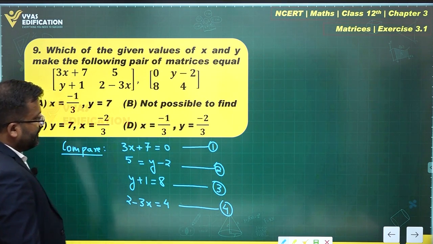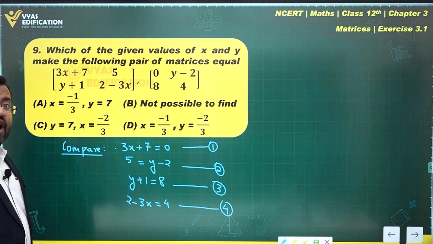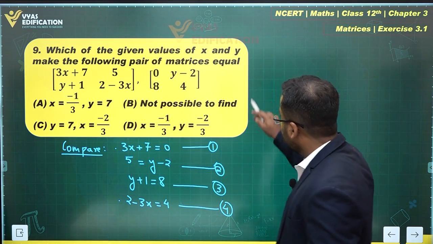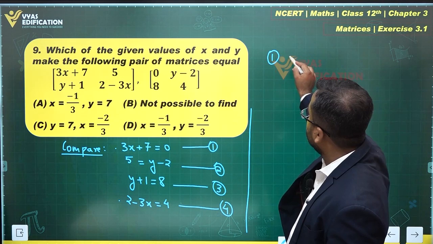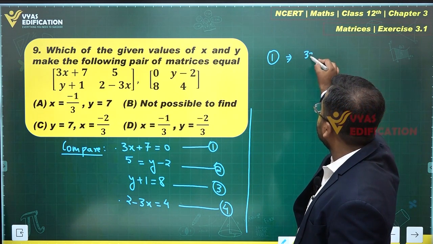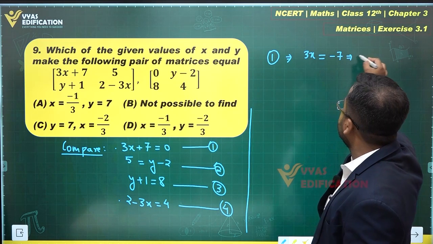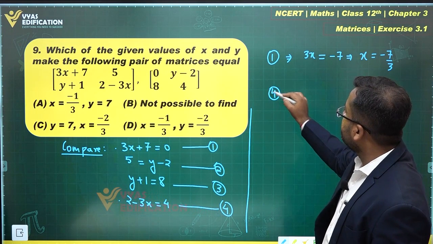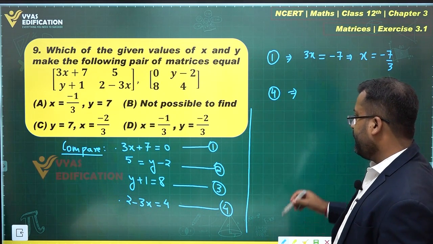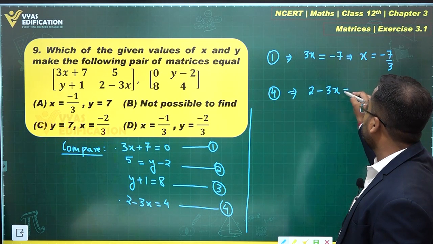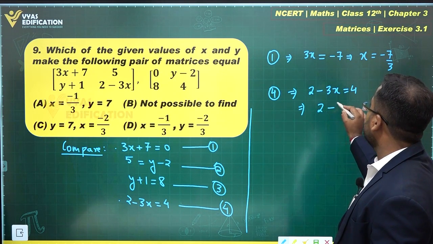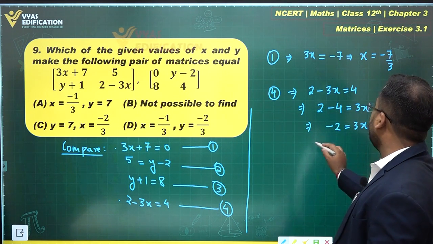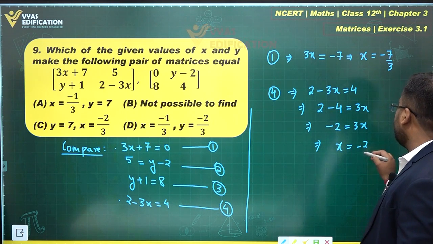From the first equation you can get x, as well as from the 4th equation. So let's find x from the first equation. This is 3x equals minus 7, which gives me x equals minus 7 by 3. From the 4th equation, let's try to find the value of x once again. What do we get over here? This implies 2 minus 3x equals 4, or 2 minus 4 is equal to 3x. Minus 2 is equal to 3x, and yes, there seems to be an issue over here.